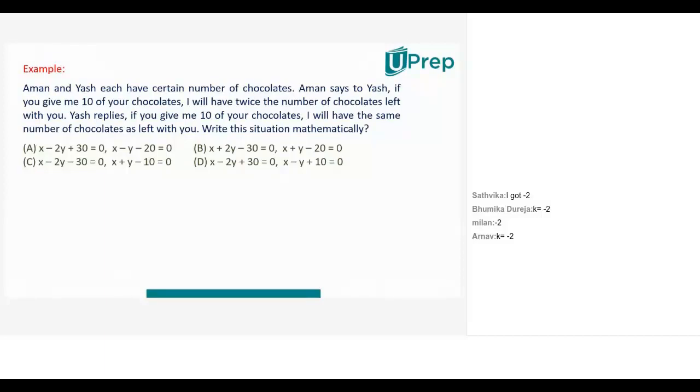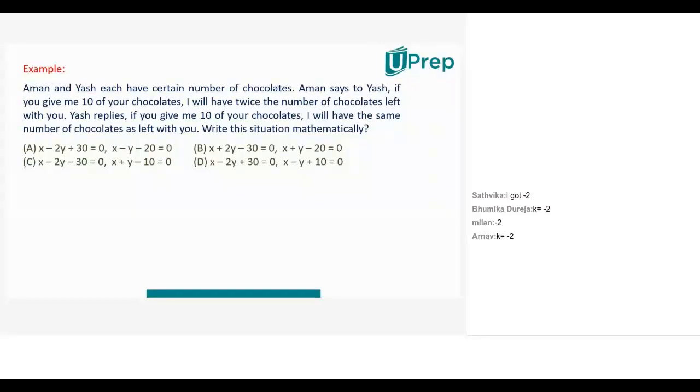Write this situation mathematically. If you remember, in the last class, we discussed how to formulate a linear equation in two variables. Our day-to-day life problems, whatever you have, you can formulate into a pair of linear equations. I've given you an example in the last class. Let's use the same concept here also. It's a simple question. What is it asking?